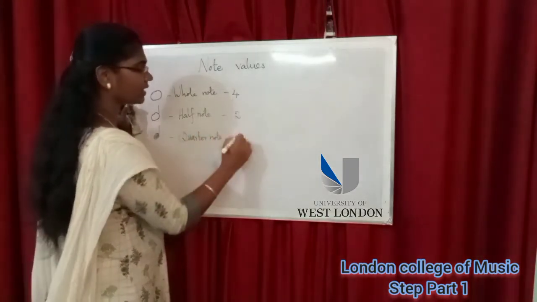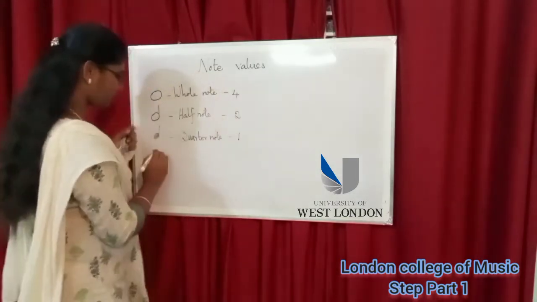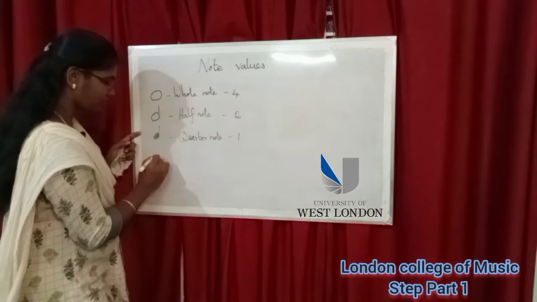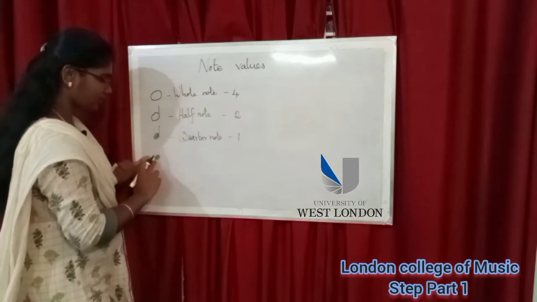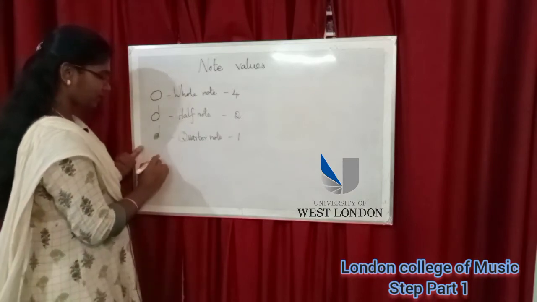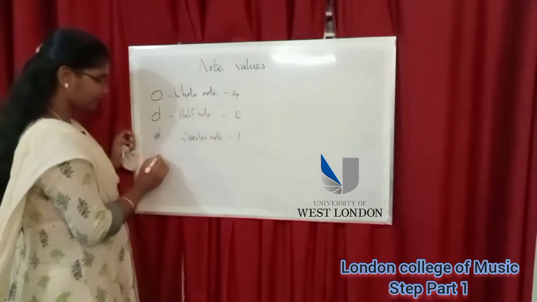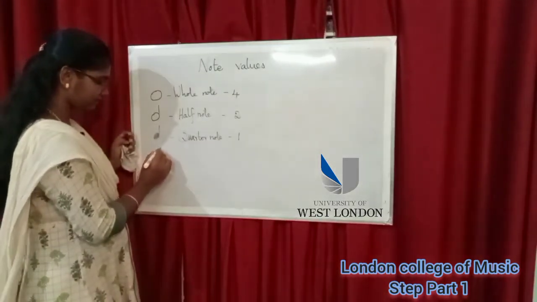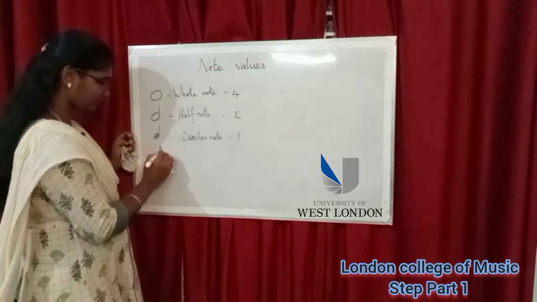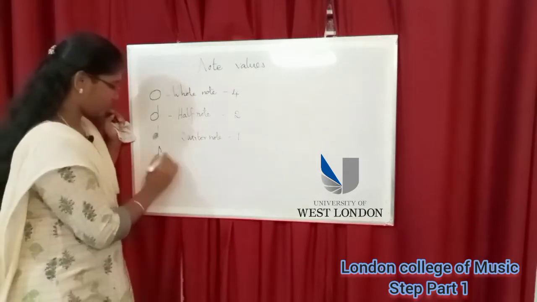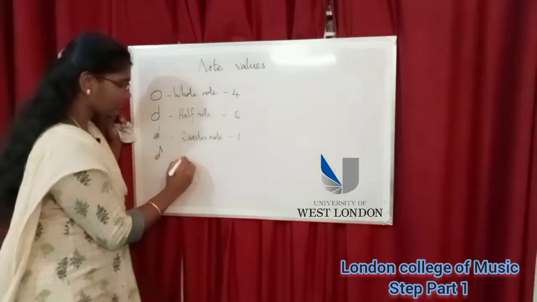How many counts for the quarter note? It is 1. Okay, and the note head should be drawn in an oval shape, slightly slanting. Okay, so this is the 8th note.